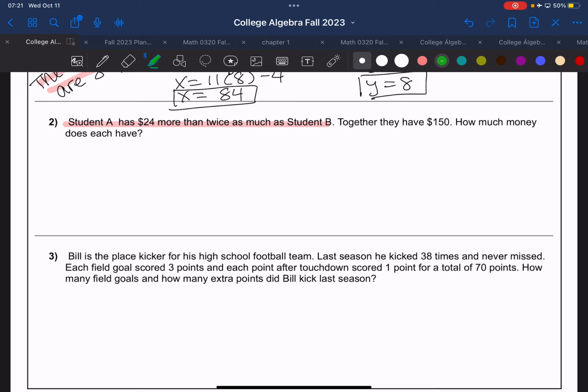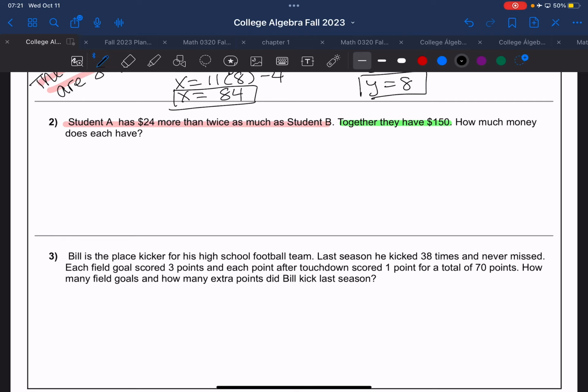Then it says together they have $150. So that is our second equation. The question is, how much money does each have? So we're going to have to assign a variable to student A and student B. What do you want those variables to be?